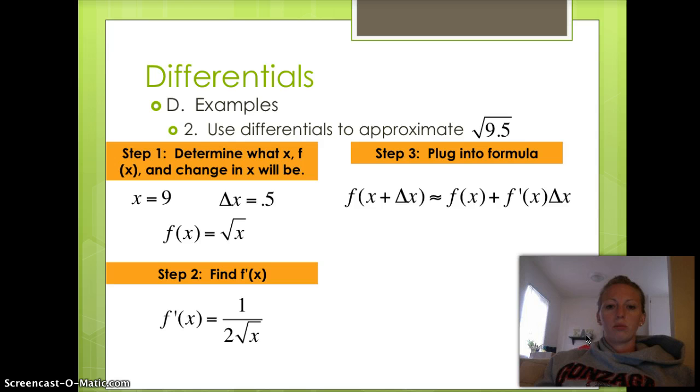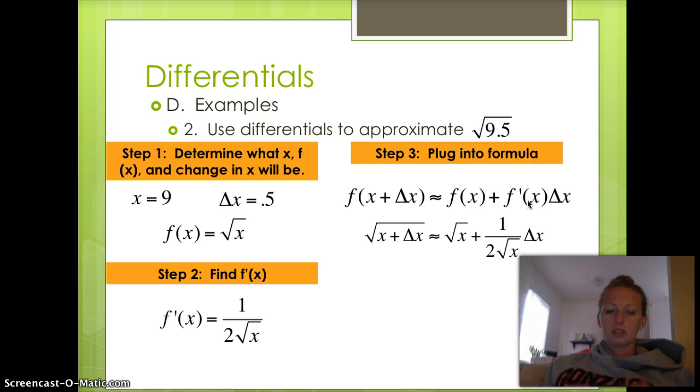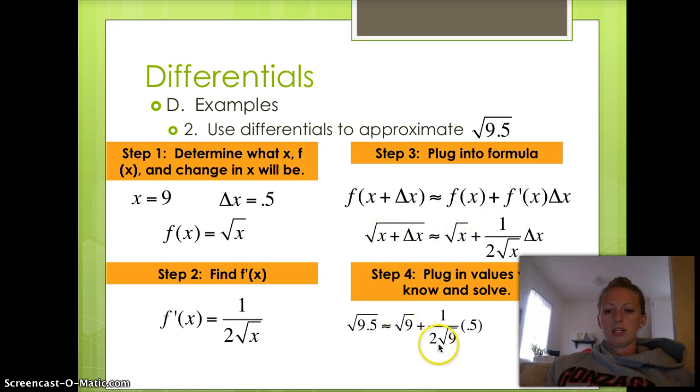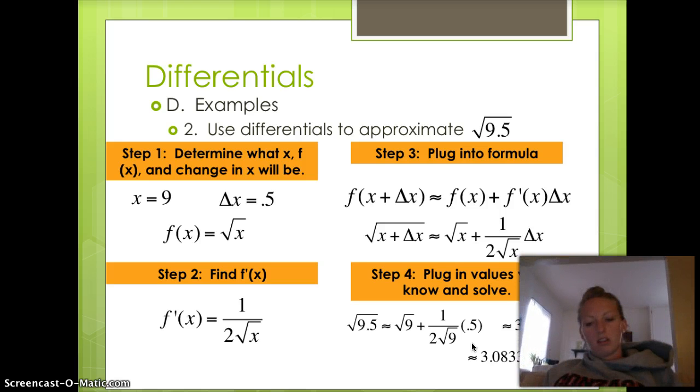So we have our original formula. I'm going to have root of x plus change in x is approximately equal to root x plus 1 over 2 root x times change in x. So that's just my general information. Step 4, plug in the values you know and solve. So I'm going to plug in 9.5. It's approximately equal to square root of 9 plus 1 over 2 root 9 times 0.5, which gives me that, which gives me this. So this one actually, I think it's a little bit farther off.